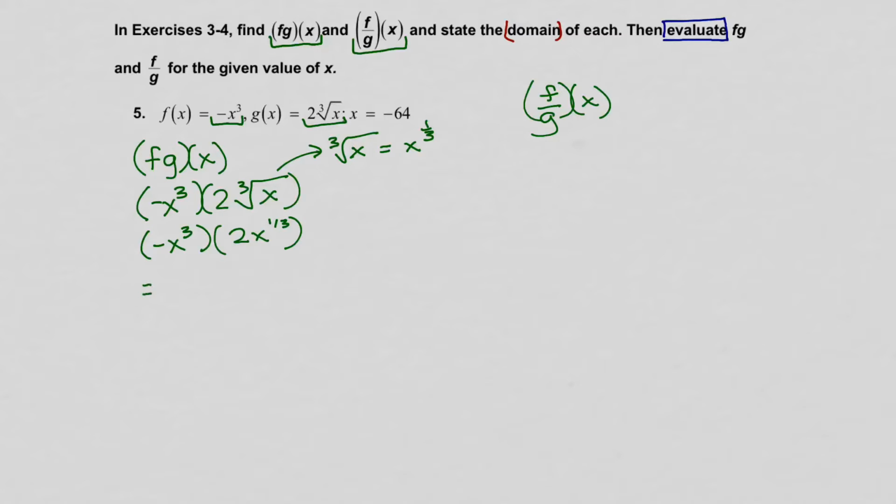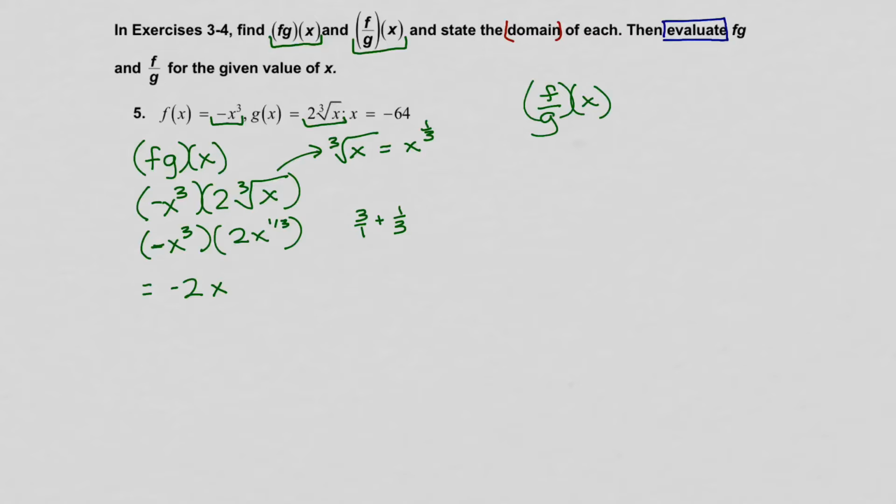Well, this negative indicates that there's a negative 1 there. So when we multiply our coefficients, we've got negative 1 times 2 gives us negative 2. And then how many x's do we have? Well, we know that adding exponents is what we do when we multiply those. So I've got an exponent of 3, and I want to add that to my exponent of 1/3.